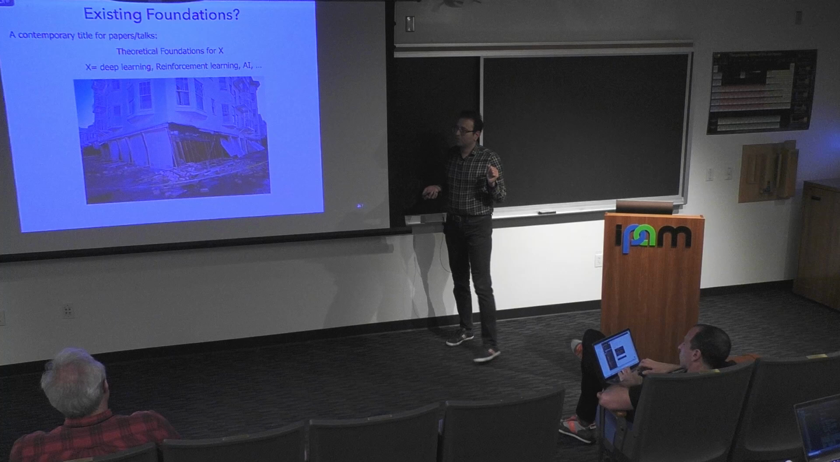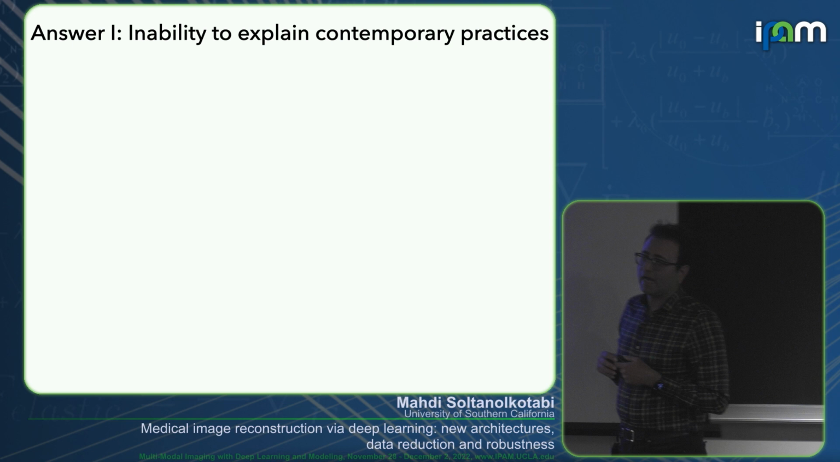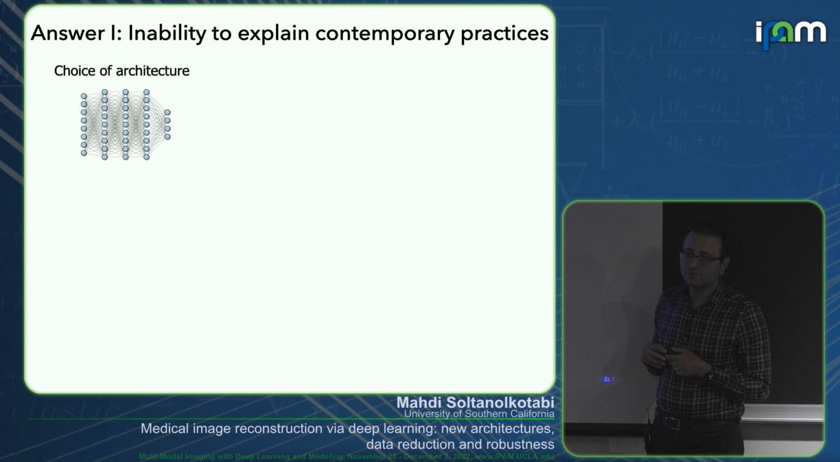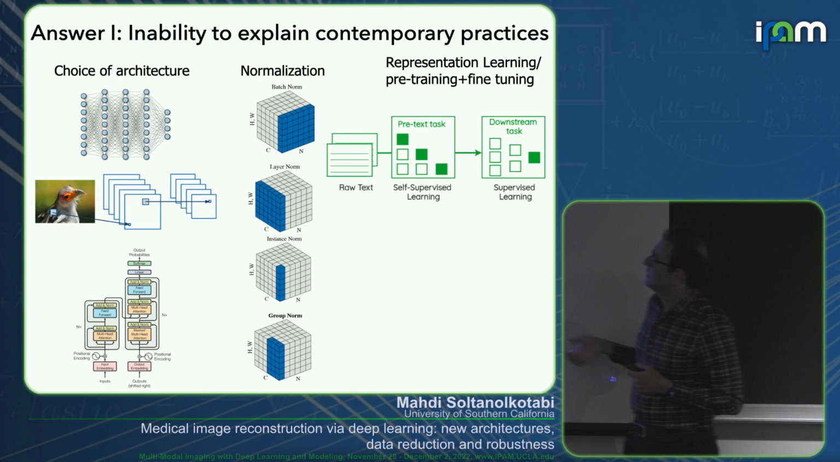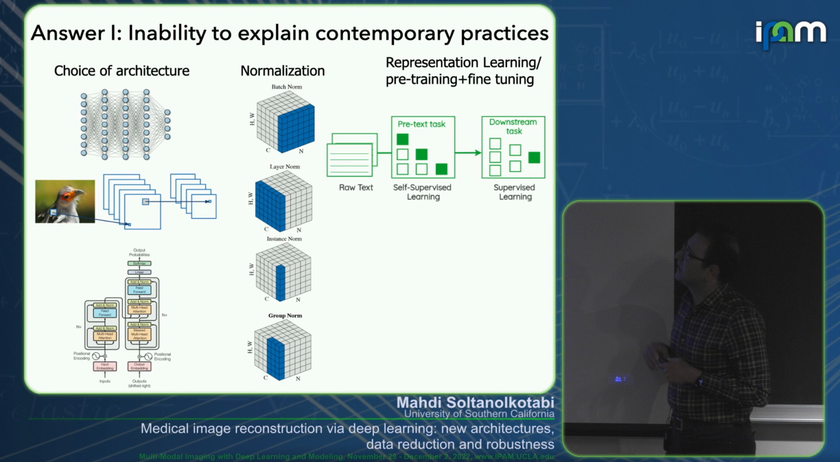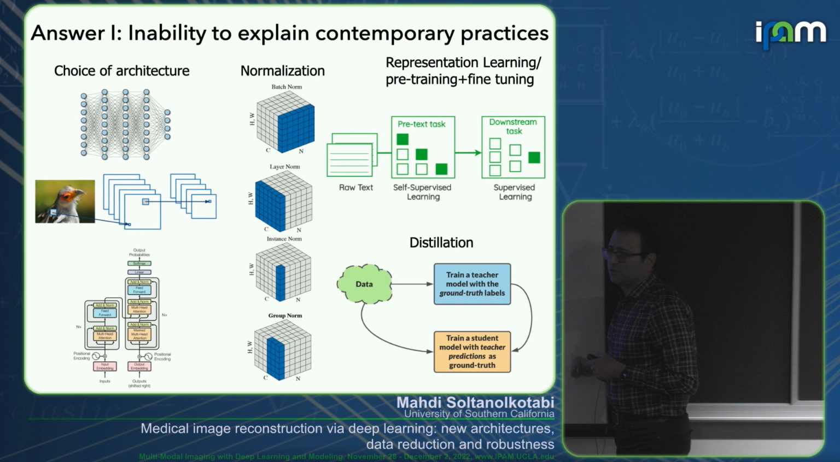So let me tell you briefly why we need stronger theoretical foundations in this space. The first one is that a lot of the theory we have is incapable of explaining a lot of practical things, right? For example, what kind of architecture you use, whether it's fully connected, convolutional, or transformer. A lot of things having to do with normalization, batch norm, group norm, stuff like that. And also even a lot of contemporary practices, which are very closely tied to feature learning and representation learning, like pre-training, fine-tuning, or even knowledge distillation. They're very common, but existing theory doesn't really provide any insight about these things. But this is the grander picture. It's actually even worse than that.